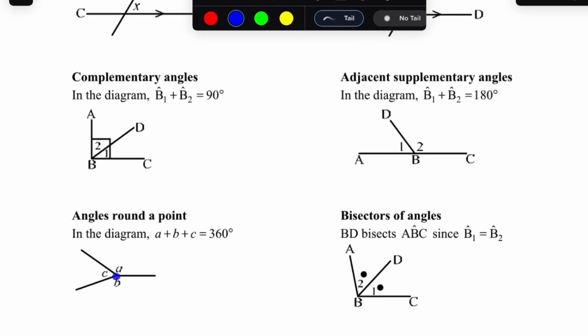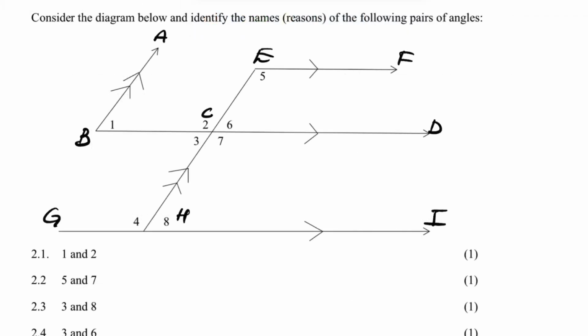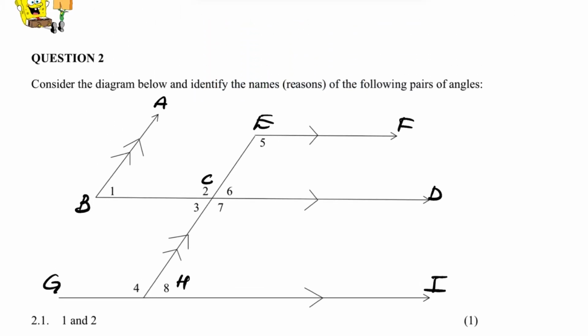Angles around a point: when you add all of them, A plus B plus C, they equal 360. And bisectors of angles: when this angle and this angle are equal, which is B1 and B2 are equal. Let's look at this diagram.